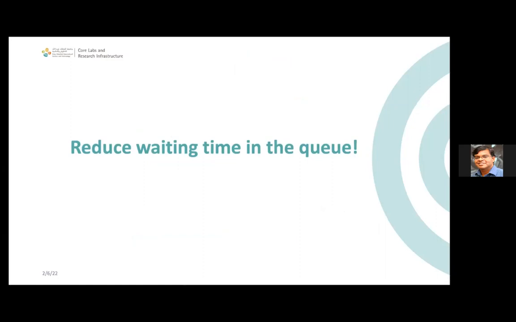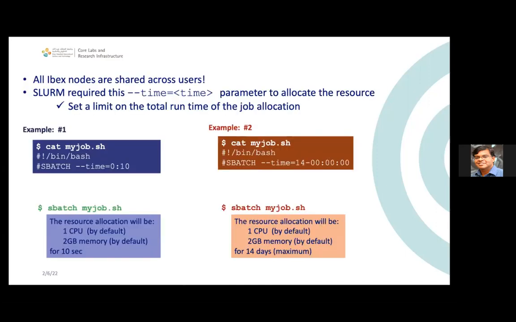Assume that your job is waiting in the queue for a long time. How can I eliminate or improve my turnaround time? Say, for example, in my example one, I specified only 10 seconds and my resource requirement is only one GPU and 2 GB memory. This may be allocated very quickly, because your wall clock time is very small and the number of resources is very limited. So the allocation is very simple.